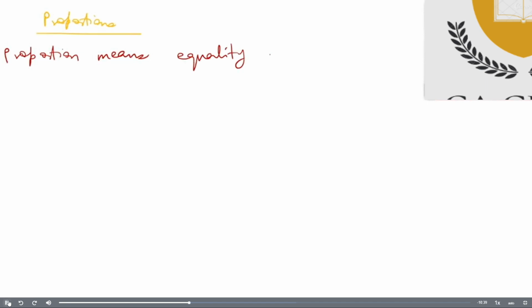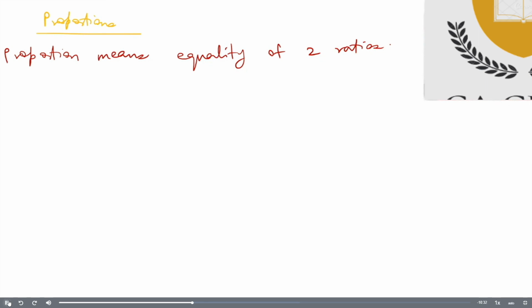Let us go to the ICAI's material on proportion. Okay, let's start. An equality of two ratios is called a proportion. Proportion means equality of two ratios.